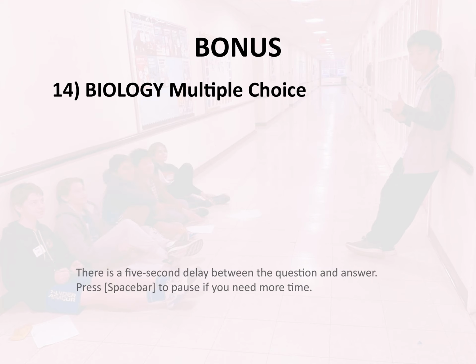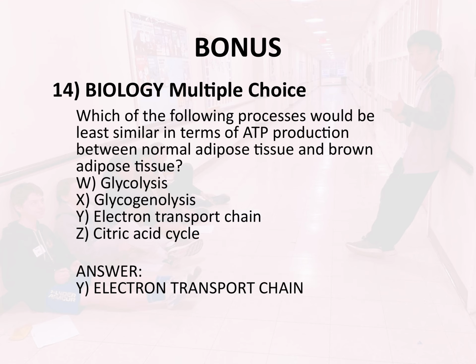Bonus 14. Biology. Multiple choice. Which of the following processes would be least similar in terms of ATP production between normal adipose tissue and brown adipose tissue? W. Glycolysis. X. Glycogenolysis. Y. Electron transport chain. Z. Citric acid cycle. Answer. Y. Electron transport chain.